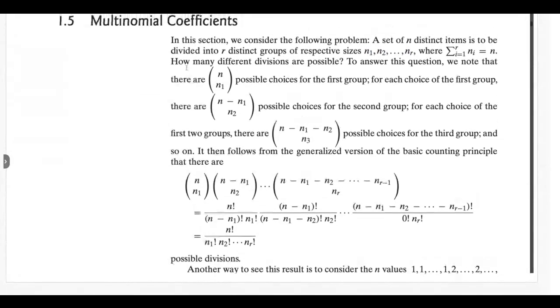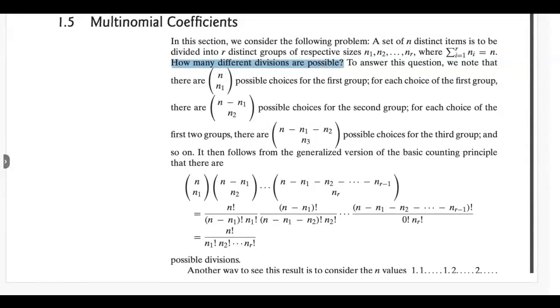So what do we care about here? In this session, we care about how many different divisions are possible. Out of these n things, how many possible different groups can we make? We have n choose n1 possible choices for the first group. For the second group, the first group is made by n1 people, so how many people are left to choose? That's n minus n1. Out of n minus n1, we want to choose n2 people to make the second group.